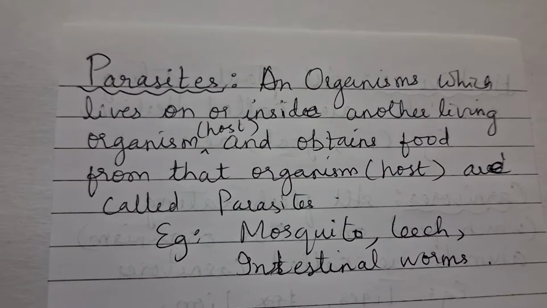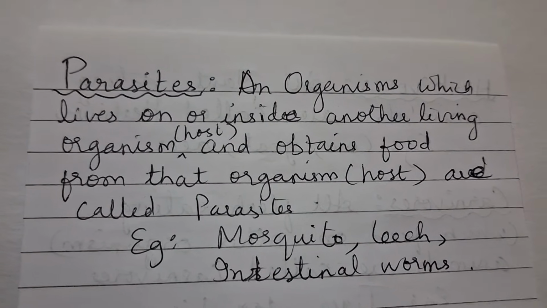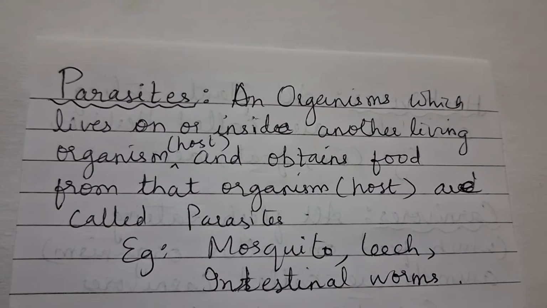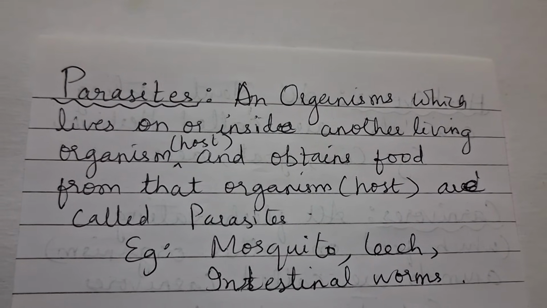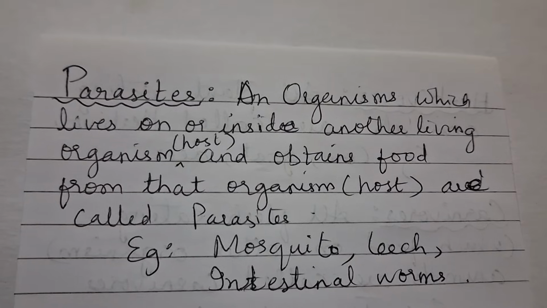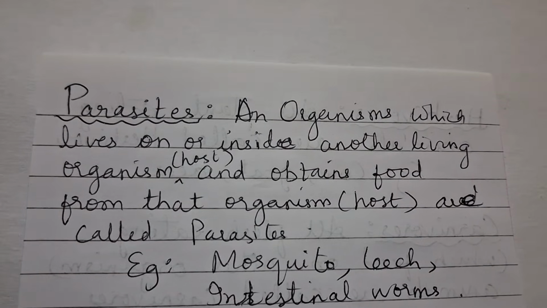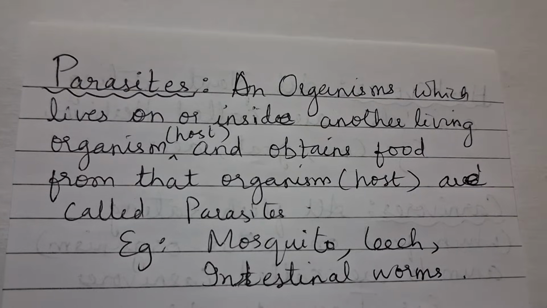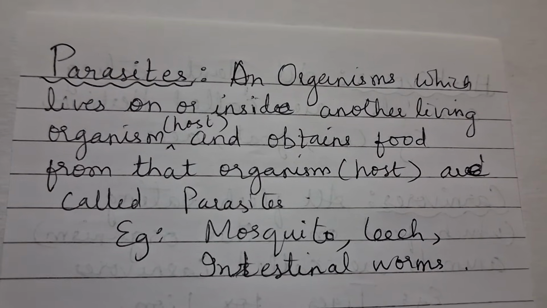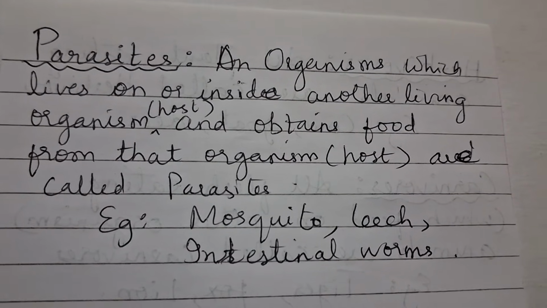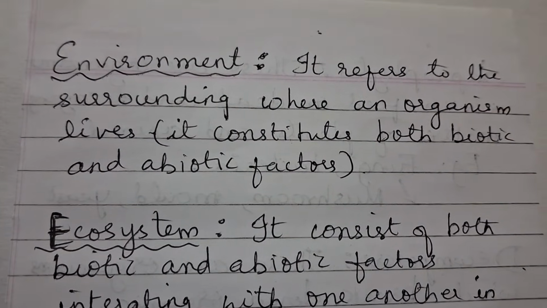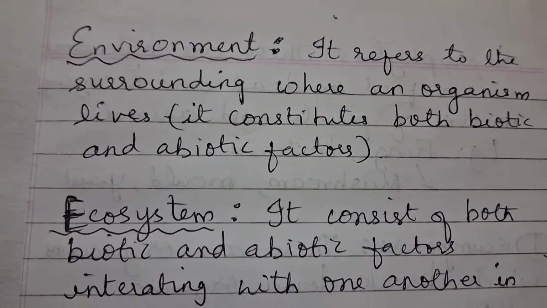The next one is parasites, an organism which lives on or inside another living organism. The organism where it lives is called a host, and the parasite obtains food from the host. For example, mosquito, leech, intestinal worms. So this is the definition for environment. Already I have said this one.